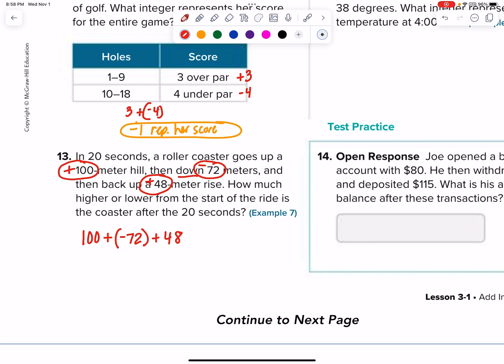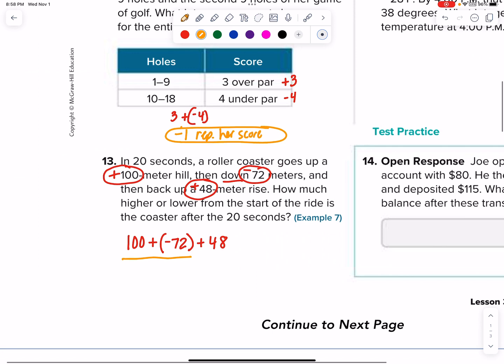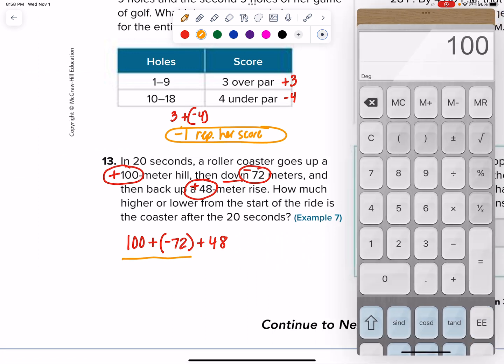How much higher or lower from the start of the ride is the coaster after the 20 seconds? Let's go ahead and solve it then. Okay, we'll take care of this first. Same signs, add and keep. Different signs, subtract. 100 minus 72. Keep the sign of the bigger digit. The bigger is the positive 100. So we're at 28 right now.